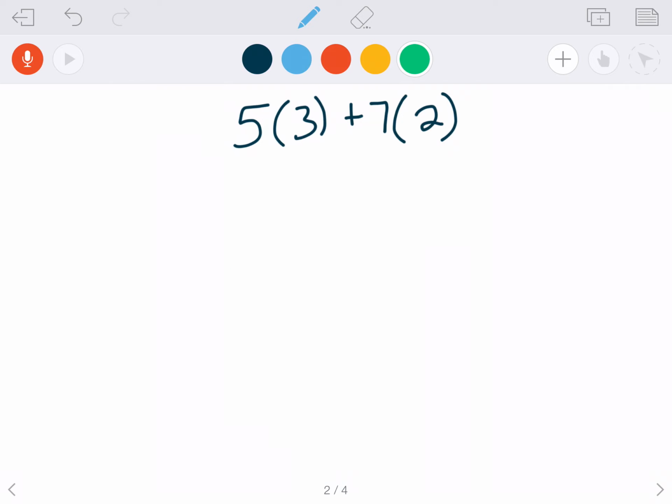And what I mean by a complex expression is you might have to distribute multiple times and then combine like terms. So here's a simple example. 5 times 3 plus 7 times 2. Well, we know order of operations, PEMDAS, right? Please excuse my dear Aunt Sally. We do parentheses first. Well, there's nothing but a constant in parentheses, so we're going to distribute first.